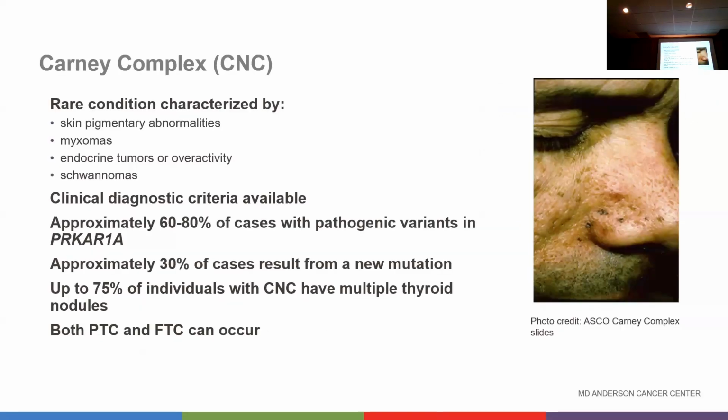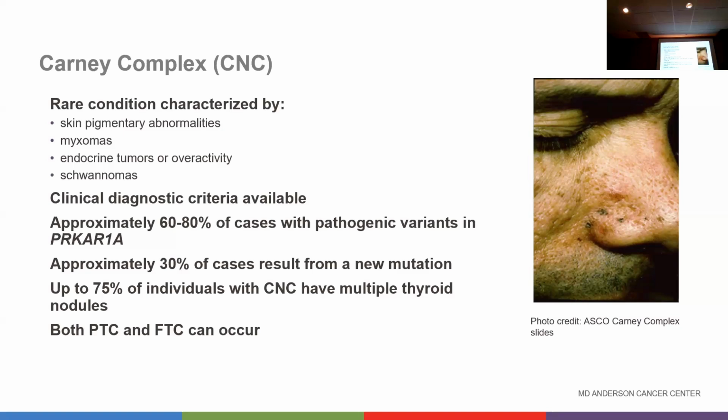The last condition that I want to highlight is called Carney complex. Again, as you've seen sort of a pattern with the last three conditions, there are other major features of this that we might expect to see in a family that has this condition. We can see certain types of pigments on the skin that look sort of like very dark moles almost. We can also see certain rare types of tumors called myxomas and schwannomas.